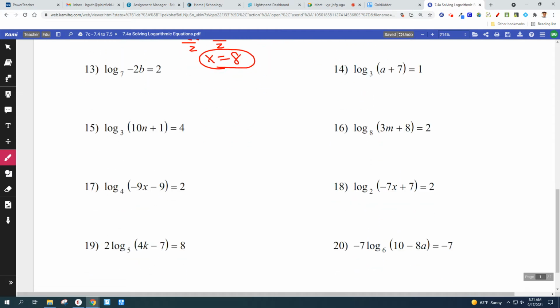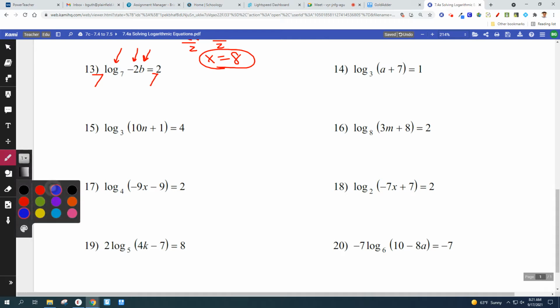Next one. We're trying to solve for b, so that means we're going to have to divide by -2 at some point, but we're also going to have to do a base 7. So we start with a base 7. That cancels out your log base 7, gives me -2b equals 49. 7 squared. Remember that 2 is an exponent. Divide by -2, and we get some kind of weird fraction, but let's just leave it as a fraction. It's fine. b equals -49 over 2.